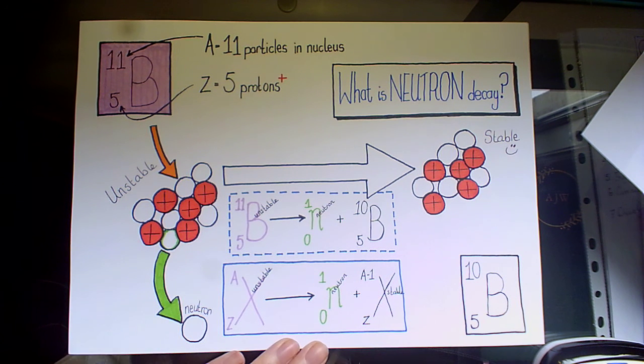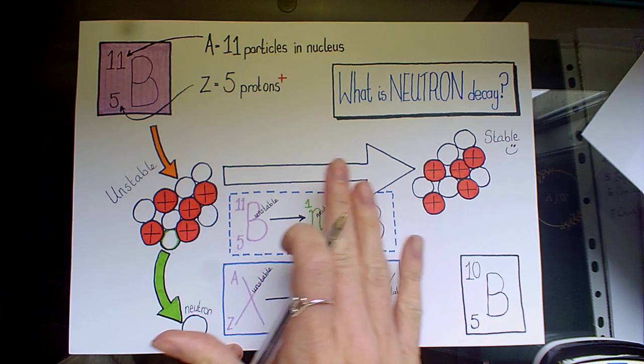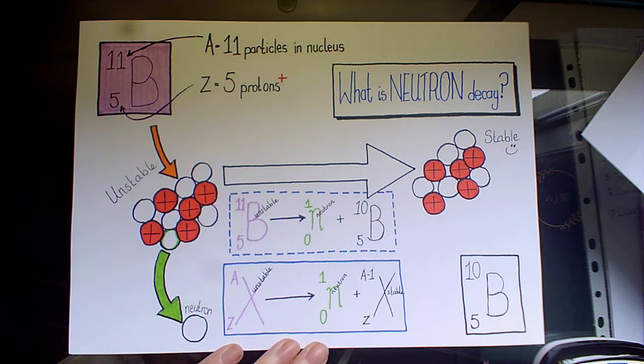So that completes our look at all of the different ways that an unstable nucleus can decay to become stable, with neutron decay being, I think, the simplest and the last.